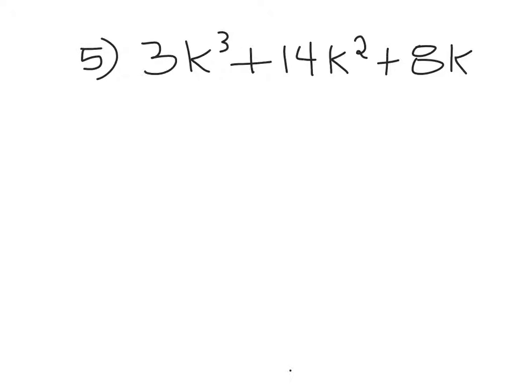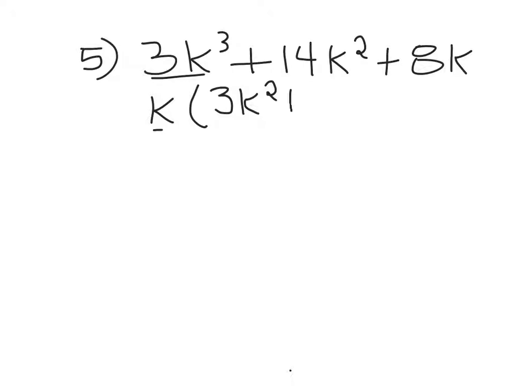Okay, by now, hopefully you're remembering the first thing you need to do is look for anything that they have in common. When I look at this, I only see that I can pull out a factor of k. I can pull out a k from the 3k cubed, from the 14k squared, and the 8k. K is the only factor they have in common. So if I pull that out, I have to ask myself, what do I need to multiply k by to get 3k cubed? So I need to multiply it by 3k squared. Okay, there's your exponent rules there.